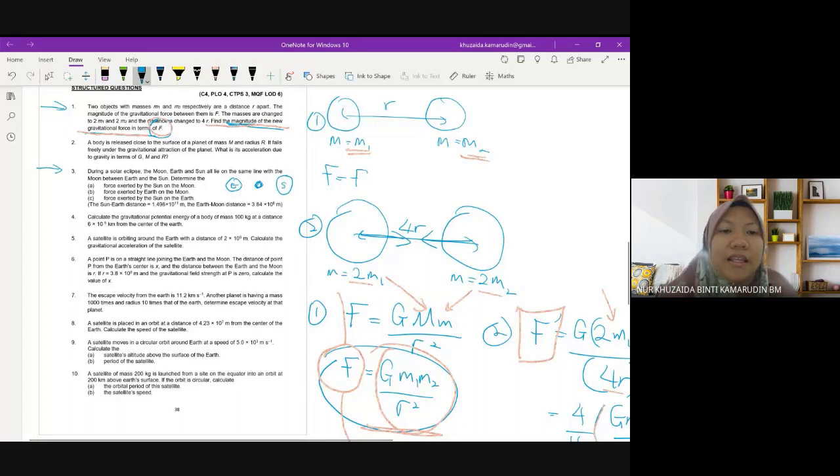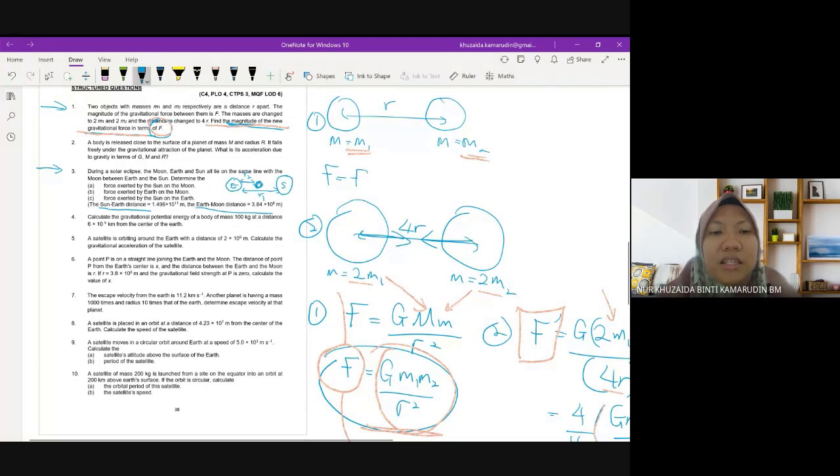Okay, and it's given that the sun earth distance. Kat bawah tu dia bagi earth sun distance. So dia bagi dah nilai R dekat sini. Kemudian dia bagi earth moon distance. So dia bagi pula nilai ni. So ni kita label R1, this one R2. Okay, alright, so soalan pertama, force exerted by the sun on the moon.